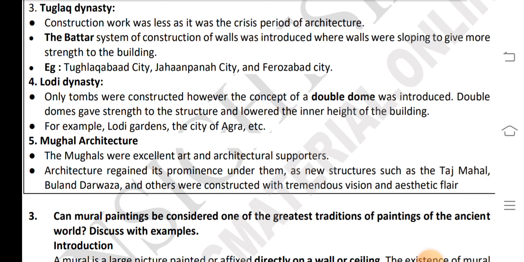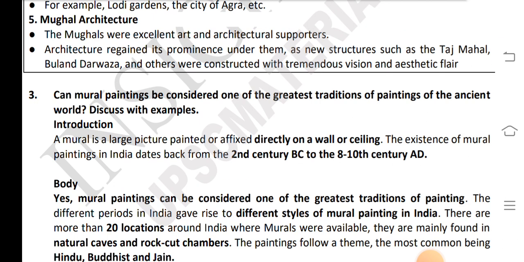Tughlaq dynasty: construction work was less as it was the crisis period of the architecture. The water system of construction of walls was introduced, where walls were sloping to give more strength to the building.